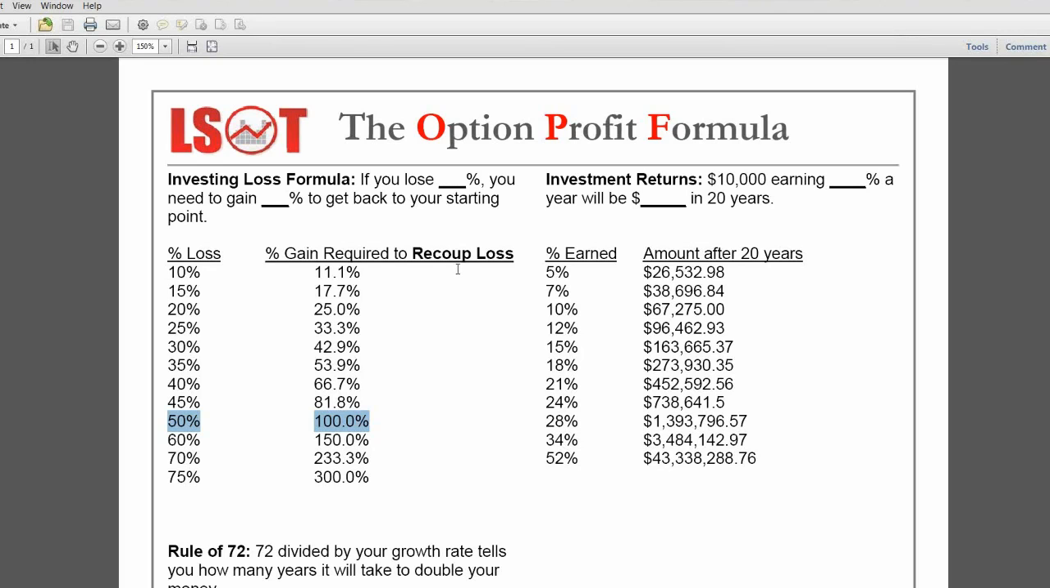That's not even making money. You're just recouping the loss. So that's why I tell people to get out at 40 to 50%, because once you get past 50%, your account has to have a 150% increase, then 233%.